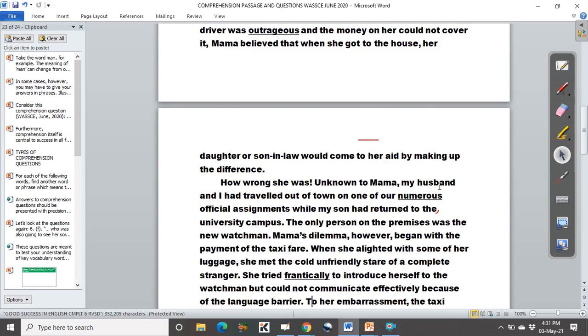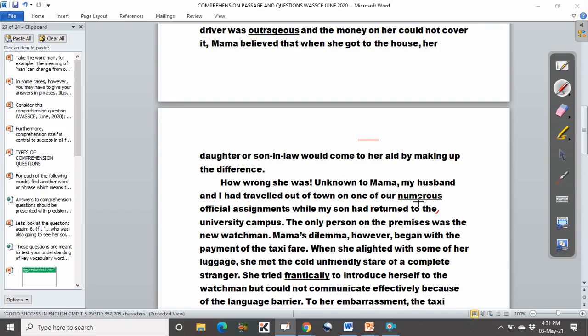The next underlined word here is numerous. Let's see how it is used. All right. My husband and I had traveled out of town on one of our numerous official assignments. So the word numerous is used to describe official assignments. One of our numerous. So the meaning of numerous here is many.